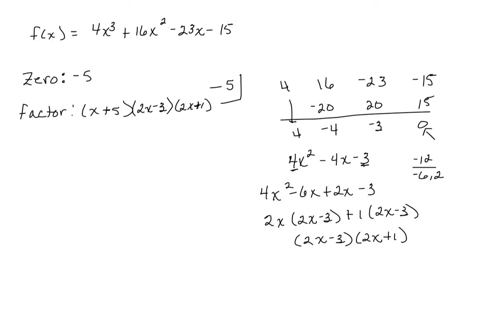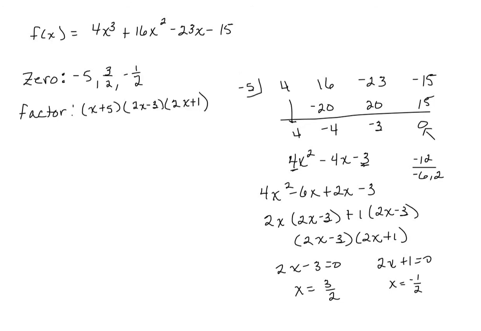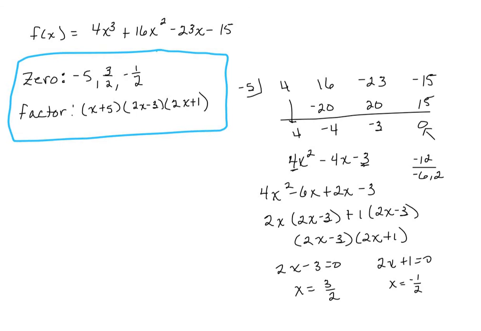And my zeros, I find by setting these factors equal to 0 and solve. So my other zeros are 3/2 and -1/2. Okay, so I have my zeros and my factors up here. And depending on exactly how the question is worded, I may need to go ahead and write this out as f of x equals x plus 5 times 2x minus 3 times 2x plus 1.